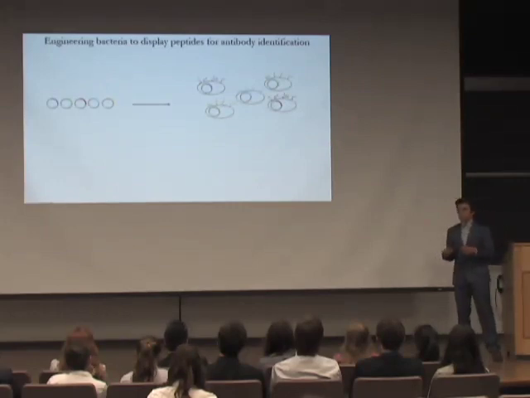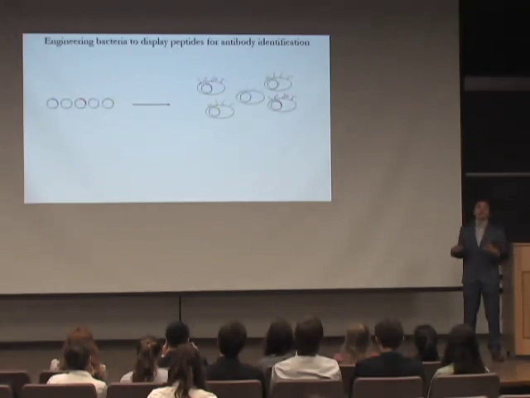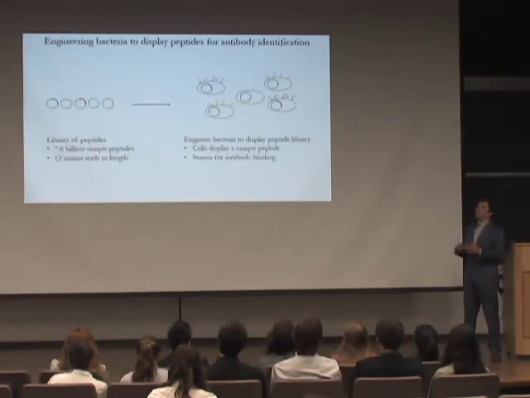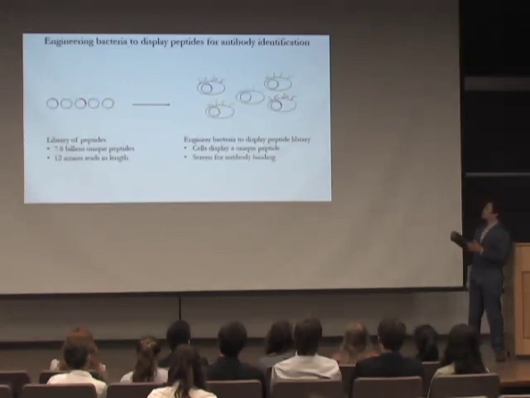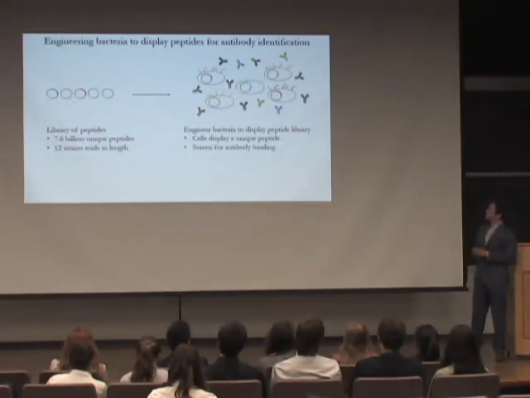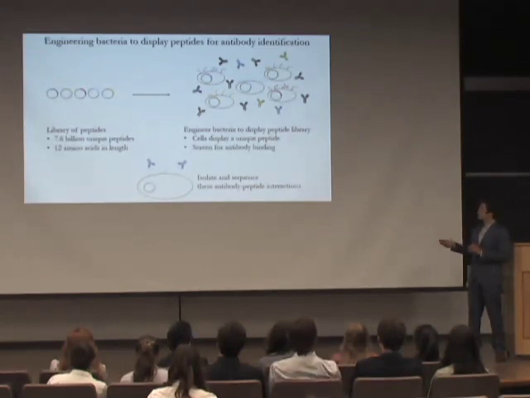So, bacterial display as an overview. The idea is to manipulate bacteria such that they will display peptides, and then we can screen antibodies against these bacteria and figure out which antibodies are binding to which peptides. And it all hinges on the idea that we have this giant library of peptides. So we have 7.6 billion unique peptides, each of which are 12 amino acids in length. And we're engineering them into a culture of bacteria. And so these bacteria will then each be displaying a unique peptide, and we can then add antibodies, much like this, and we can isolate antibody-peptide interactions that do bind, and this is what we want to sequence.